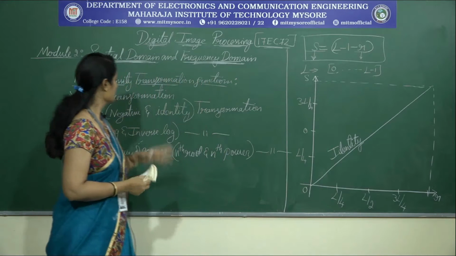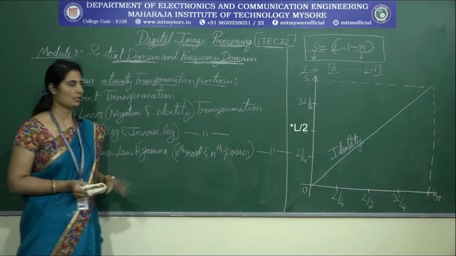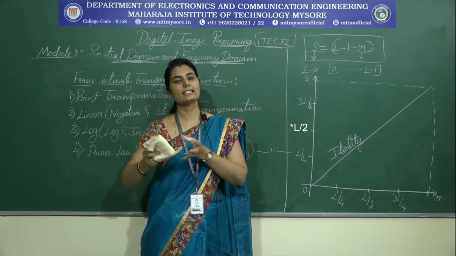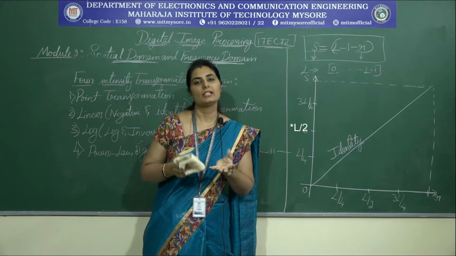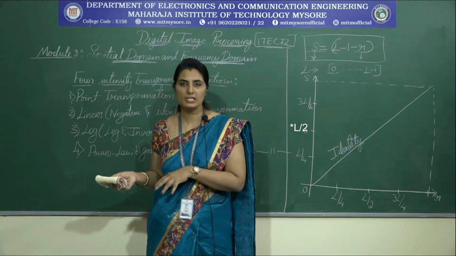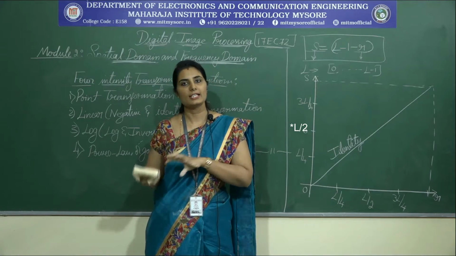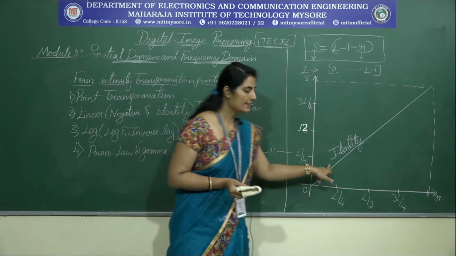In this linear transformation, the first type is the identity transformation. Identity transformation is nothing but the intensity levels of the image after transformation being identical to those of the original image. That means there is no change in the intensity level even after transformation. That is what identity is.